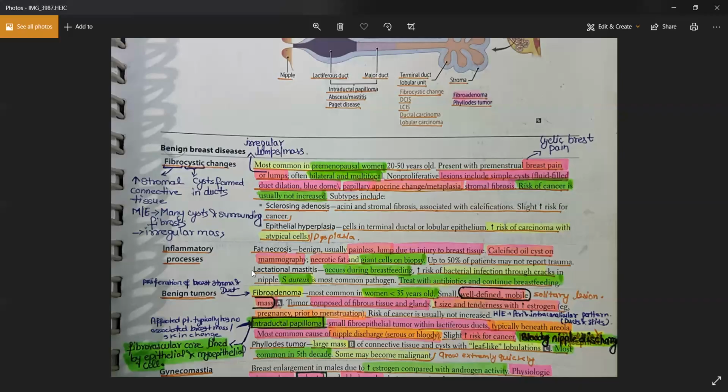Okay, now another inflammatory condition is an infection, that is the lactational mastitis that occurs during the breastfeeding. Okay, now when the baby sucks the nipple, they could cause a crack in the nipples, and through these cracks, you will have an infection of the bacteria. The bacteria can enter through these cracks. And because you know that the most common bacteria on the skin is Staphylococcus aureus, right?